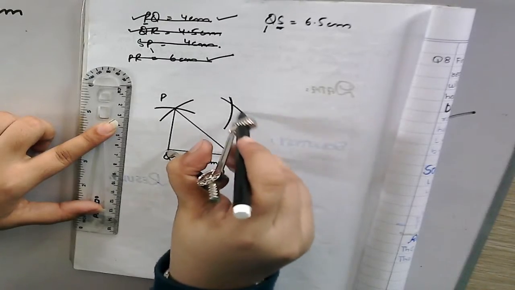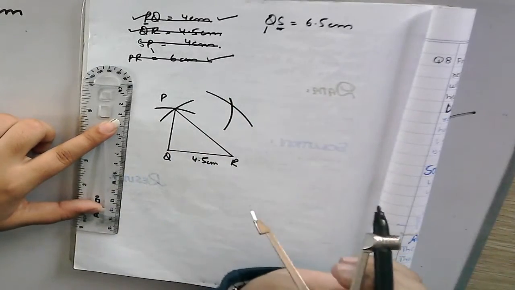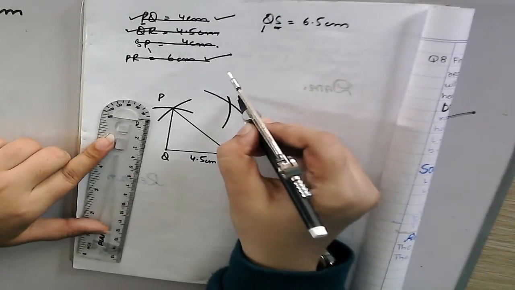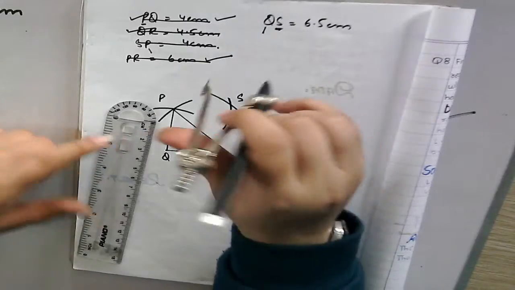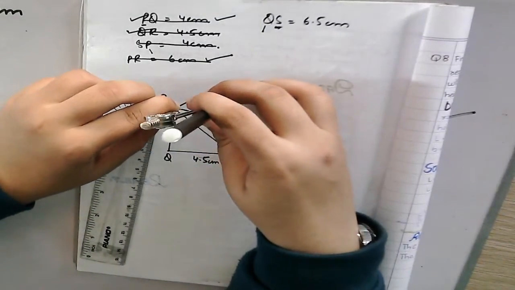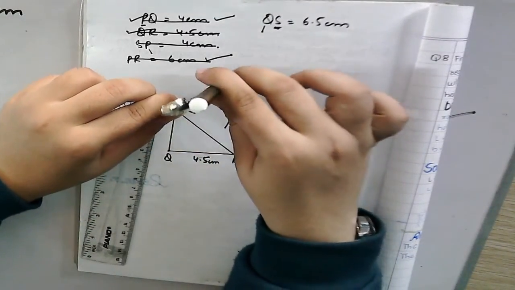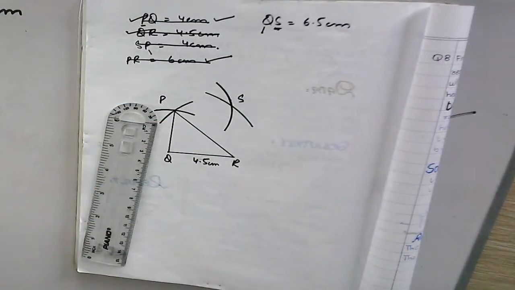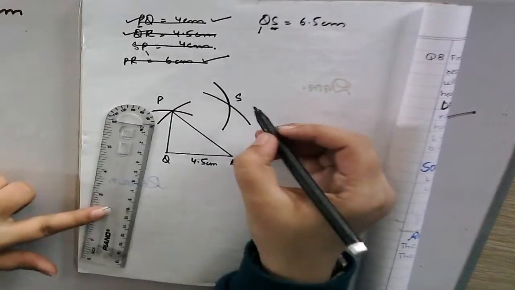Intersect the previous arc, which is equal to 6.5. Now name the point S. Just extend the previous arc. If your arc is smaller, then you have to extend the previous arc. So it must look like this. After that, name it as C.